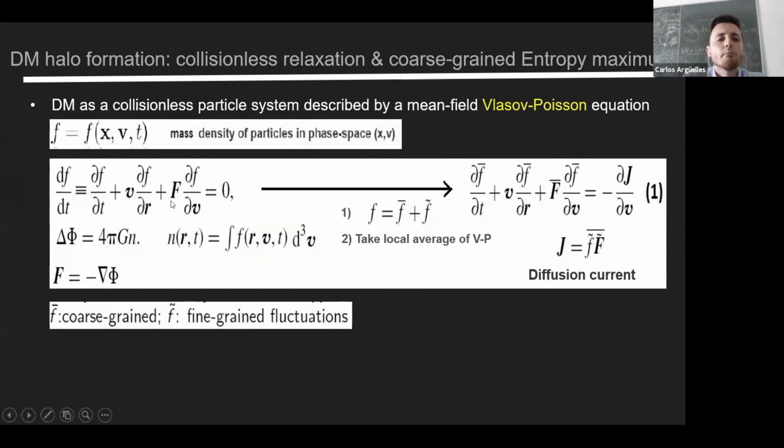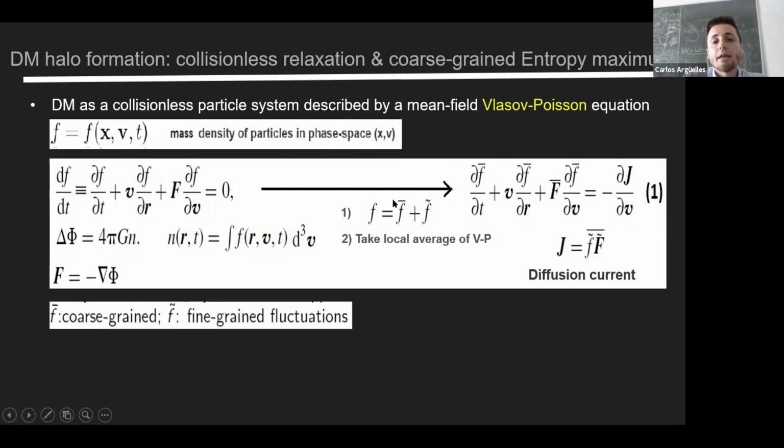it is in terms of mass density phase space, so a phase space density f, which is a function of position, velocities, and time, and is coupled with Poisson. So you can see here the f is coupled with the Laplacian of the gravitational potential.